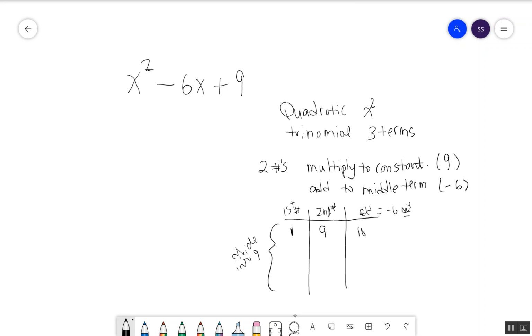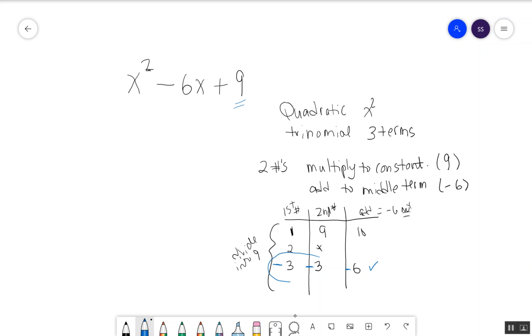Okay. So then I try 2. 2 doesn't divide into 9 evenly. 3, does 3 divide into 9? It does. And the thing that I need to multiply to get a 9 would be a 3. So 3 and 3. And when I add them together, I get a 6. Ooh, that's close to what I have, but it's not that. So I can come back and change it to a minus 3. But that would still have to be a minus 3 because I need to get a positive 9. And now those do add to minus 6.